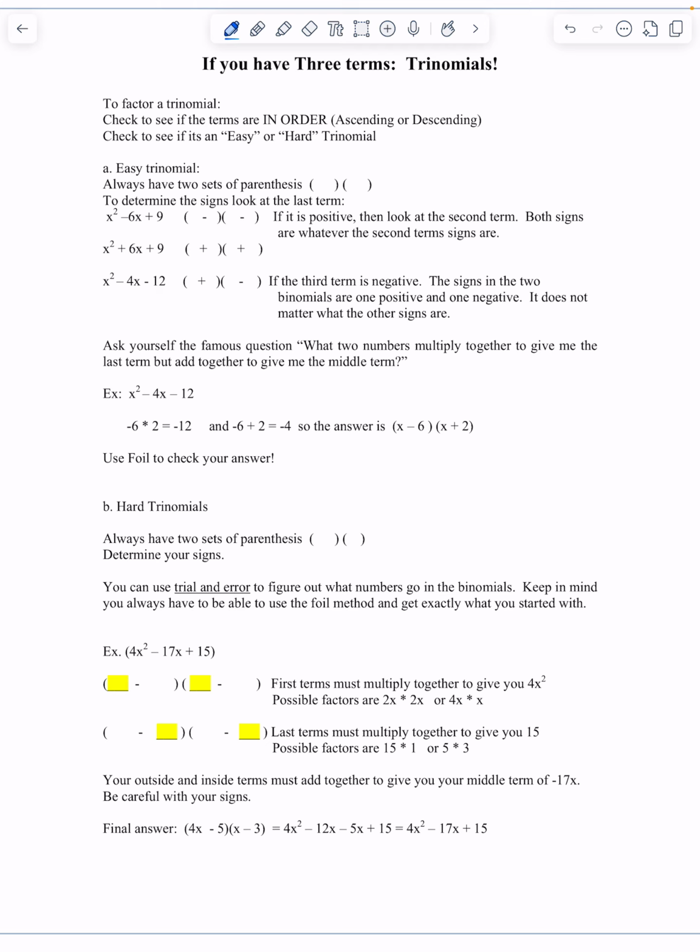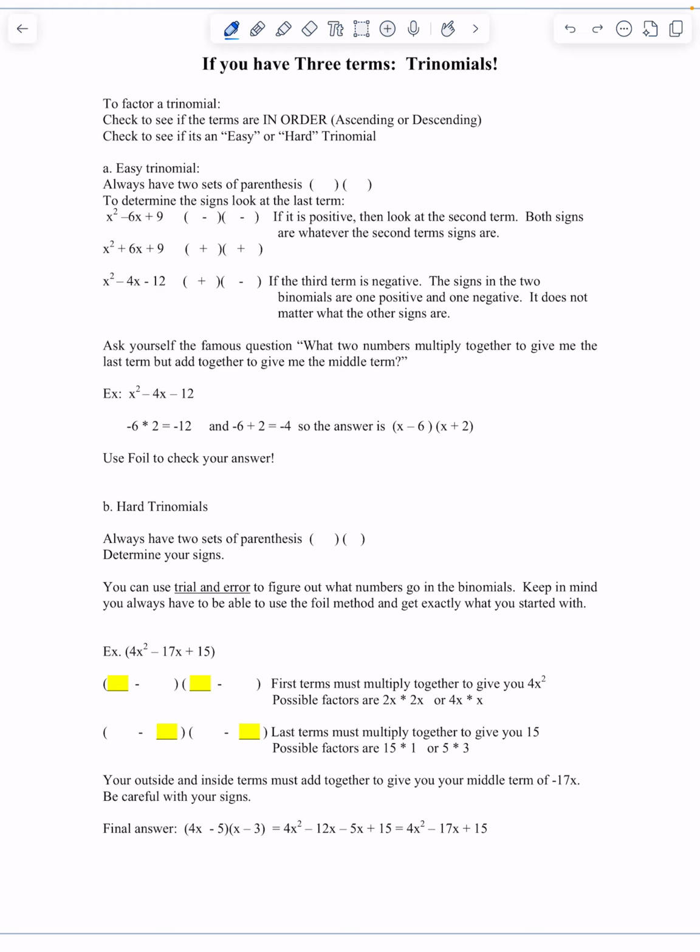What I mean by that is you're either going to have a trinomial where the number in front of the x squared is 1. These are what I consider to be the easy trinomials. The ones that are a little bit more challenging are the ones that actually have a number in front of it, like down here at the bottom, 4x squared. So let's start off with the easy trinomials first. When you're factoring an easy trinomial, you're always going to have 2 sets of parentheses, 2 binomials.